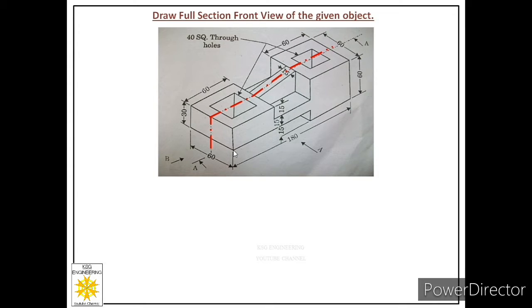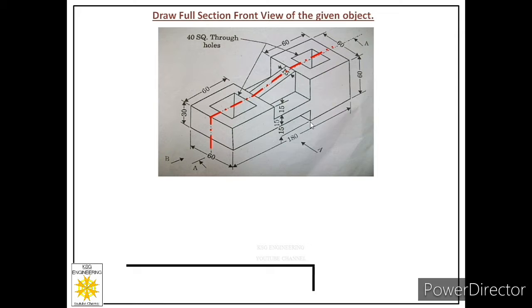So let us first see how much is this length. The total length of the object is given to us as 180 millimeters and this length is mentioned as 60 over here. It means this length is 120 millimeters. So we will sketch a line of 120 millimeters on our paper. And we have reached up to this point. And from that point, we will sketch this height of 15 millimeters. So we will sketch a vertical line over here, which will be of 15 millimeters.